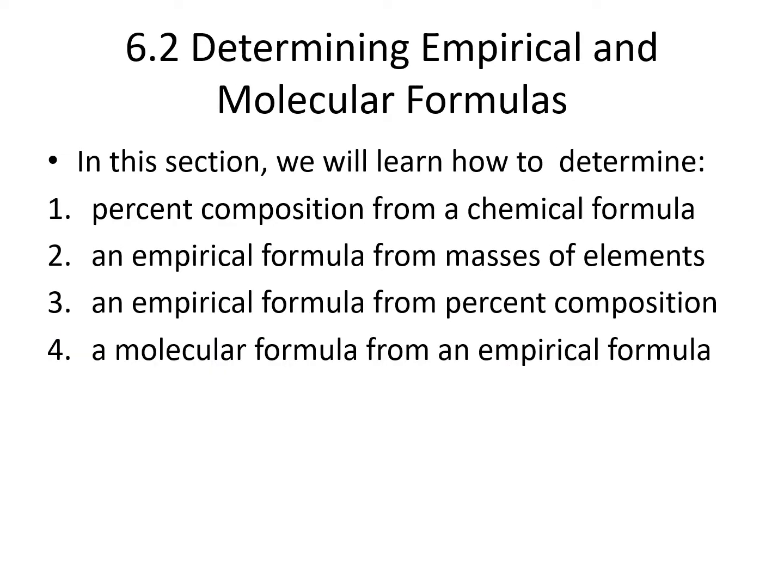We're going to use molecular mass and molar mass in order to do some further calculations in this section. First, we're going to find percent composition based on a chemical formula. Then we'll find an empirical formula based on some experimentally determined masses of some different elements. Our third type of calculation will be finding an empirical formula if we know the percent composition of the elements that make up the compound. And then after doing either 2 or 3, we can do number 4, which is finding molecular formula based on an empirical formula.